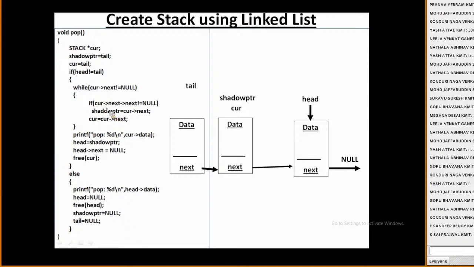But once you are out of the if condition, I am going to bring cur is equal to cur of next, right? So cur has come here and the shadow pointer has come here. That's the reason why shadow is always behind. Behind means what? The shadow pointer is pointing to a node which is just behind the cur pointer, right? Now again, what happens? Again, I go to the top of the while loop, right? Cur of next not equal to null. What is cur of next now?